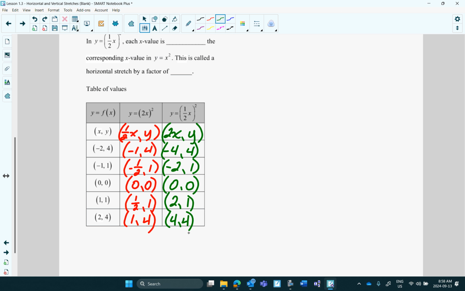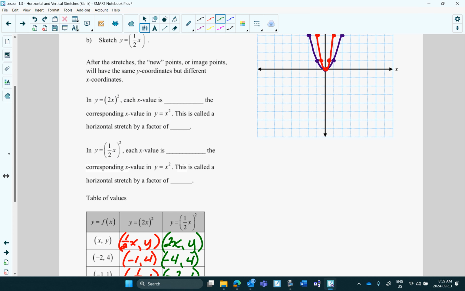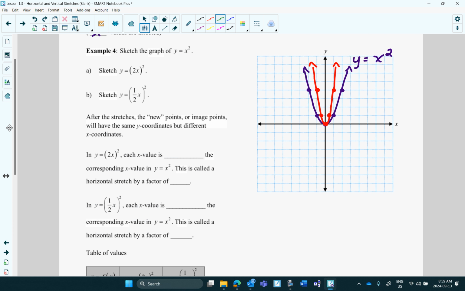So when we take those points and plot them up here, we can see that they're going to match up to the stretch. So in y = (1/2 x)², we've got (0, 0), (2, 1), (-2, 1), (4, 4), and (-4, 4).